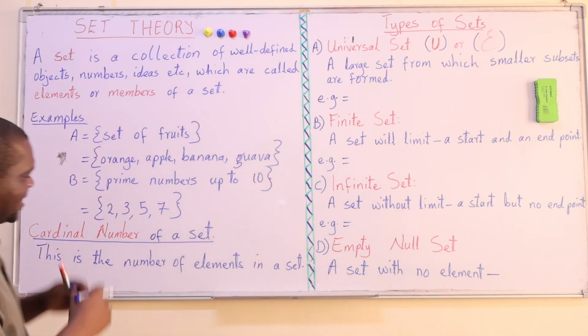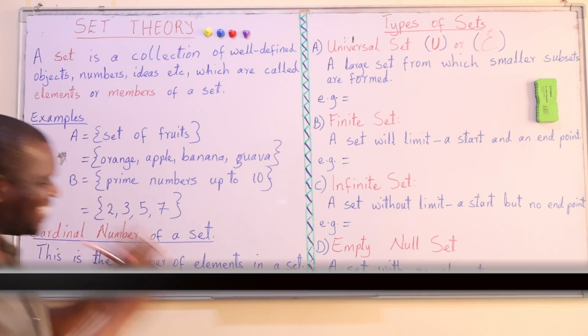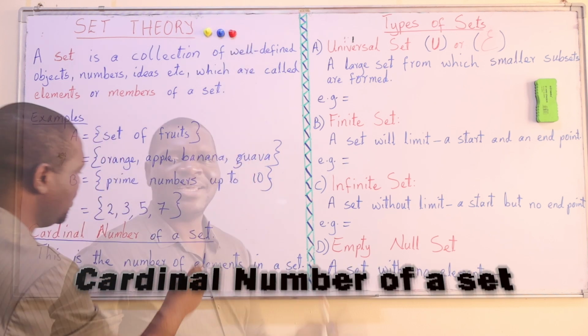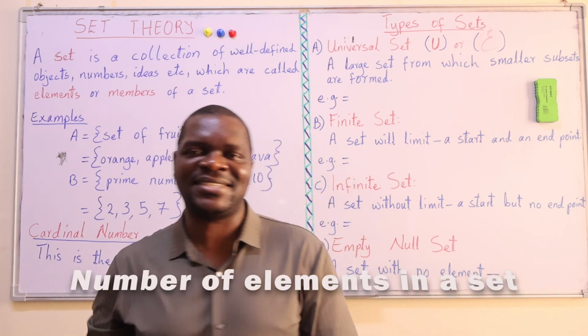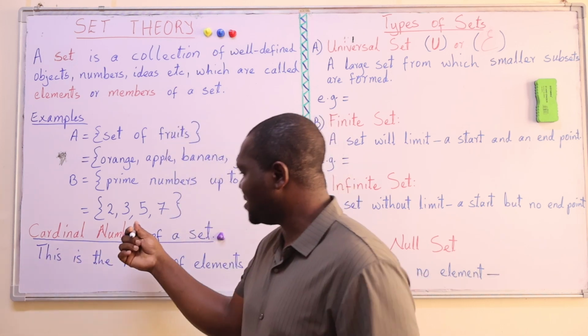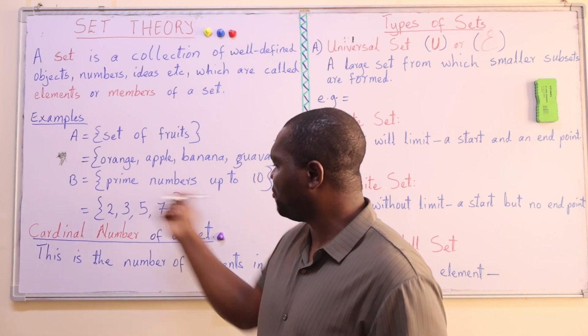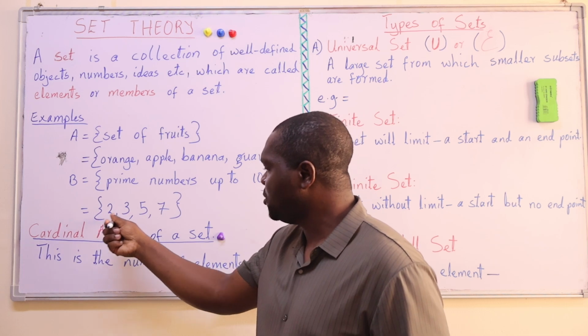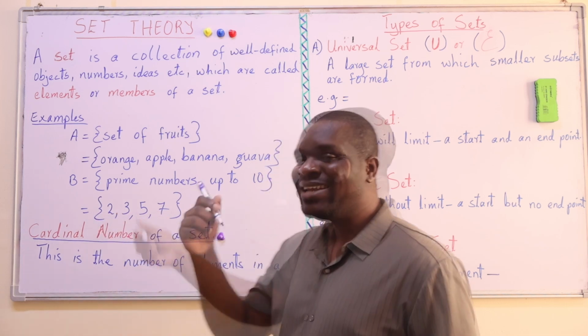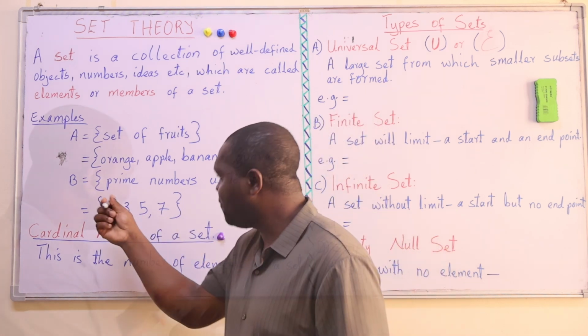With this understanding, let us look at what we call the cardinal number of a set. The cardinal number of a set is simply the number of elements in that set. Let's take, for instance, this set of prime numbers up to 10, and in this set there are 1, 2, 3, 4 elements, and that makes the cardinal number of this set 4.